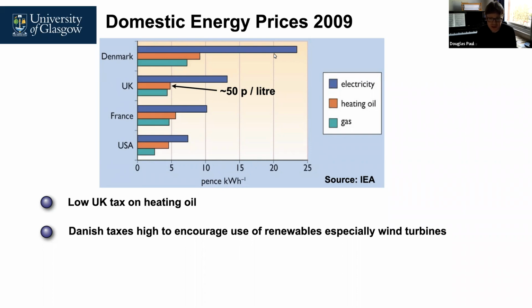So for instance, if we look here at electricity, Denmark has an extremely high taxation that is put in electricity. And that has been deliberate to actually subsidize particularly wind farms and to actually move strongly towards renewable energy for their electricity sources.